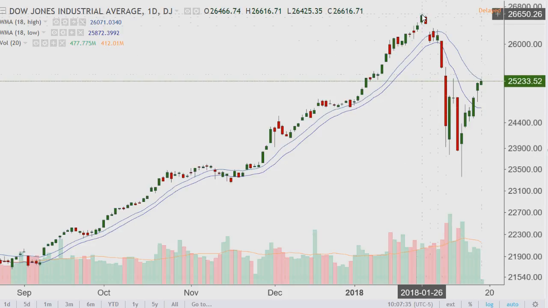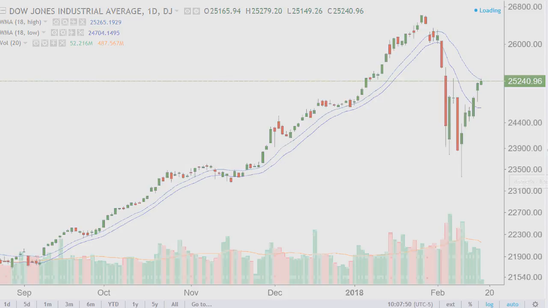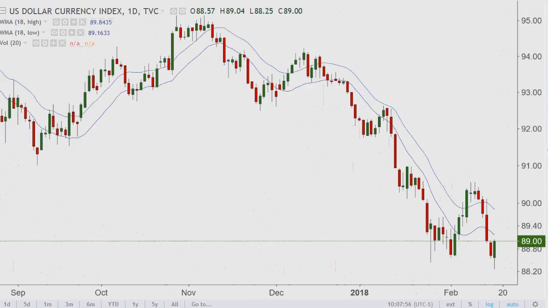And then you can calculate Fibonacci upside from this high to this low, which would be about 26,600 and change, divided by 23,400, to the root of 1.618. Multiply the low over. Let's look next at District 0x, and it's just mainly going sideways next to the dollar index, which I've been stating I expect to be in a continuous bear market throughout the year 2018.